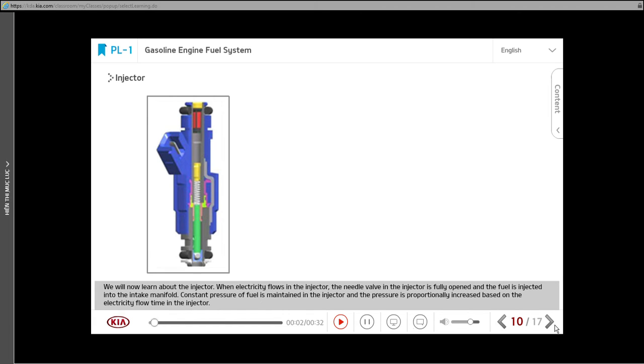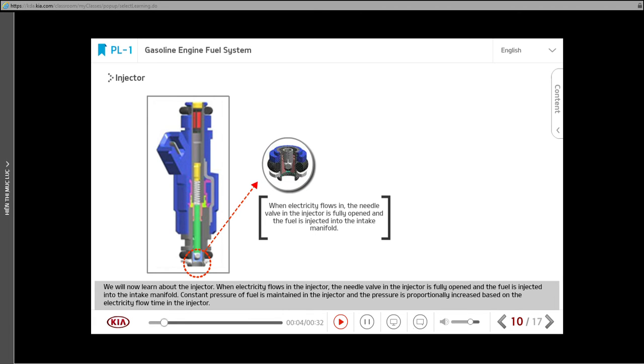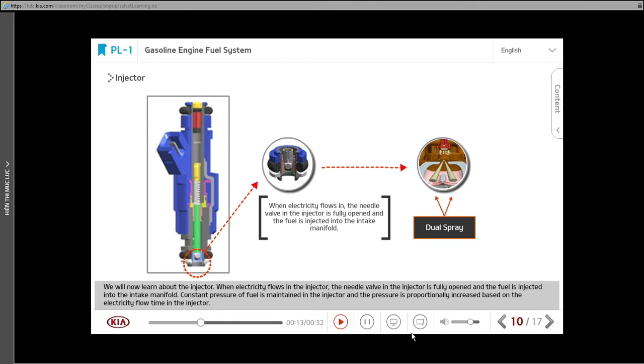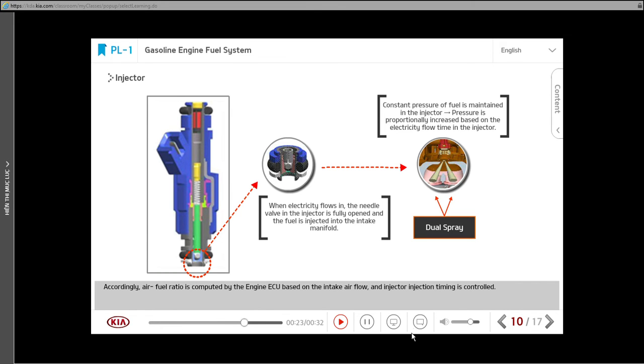We will now learn about the injector. When electricity flows in the injector, the needle valve in the injector is fully opened, and the fuel is injected into the intake manifold. Constant pressure of fuel is maintained in the injector, and the pressure is proportionally increased based on the electricity flow time in the injector. Accordingly, air-fuel ratio is computed by the engine ECU based on the intake airflow, and injector injection timing is controlled.